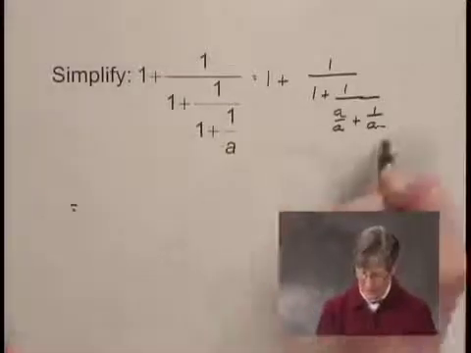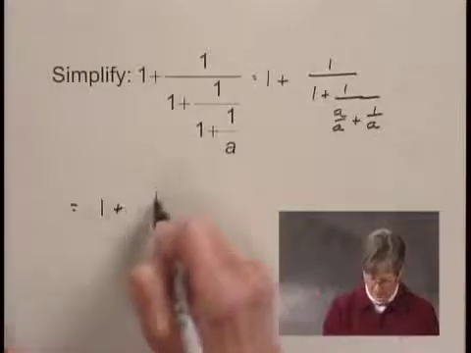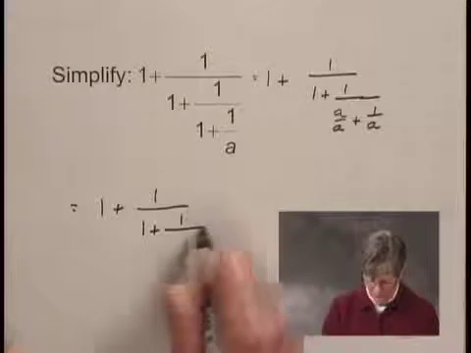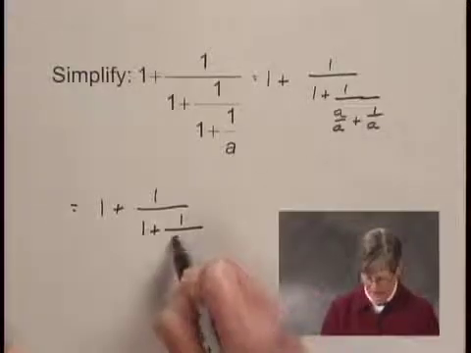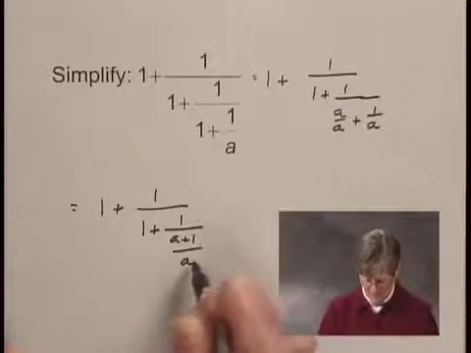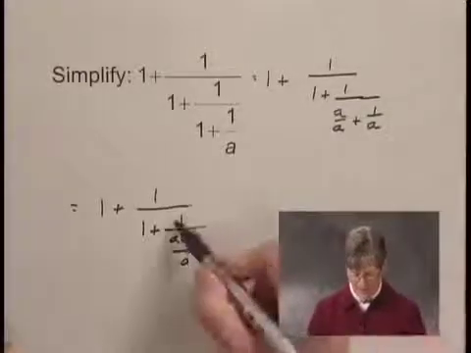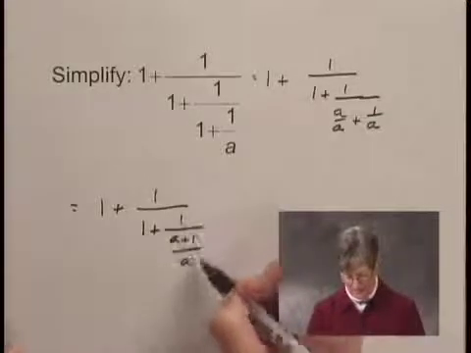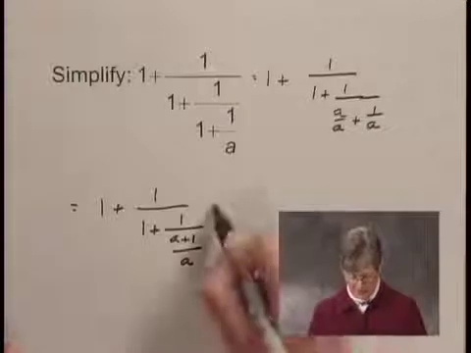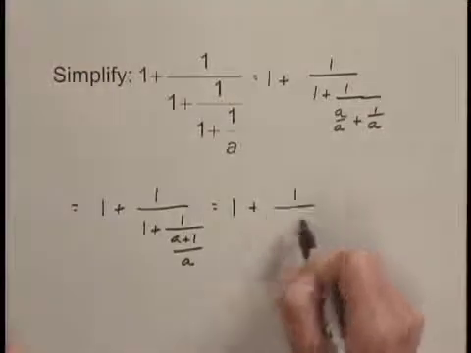Now, let's do this addition, the one way down here. So I'm just, again, rewriting until I get there. When I add numerators here, I get a plus 1, and the common denominator is a. So this is the next step. Now I'm going to simplify this complex rational expression within the big complex rational expression. So I'm focusing on that, and again, I'm just going to copy some things.